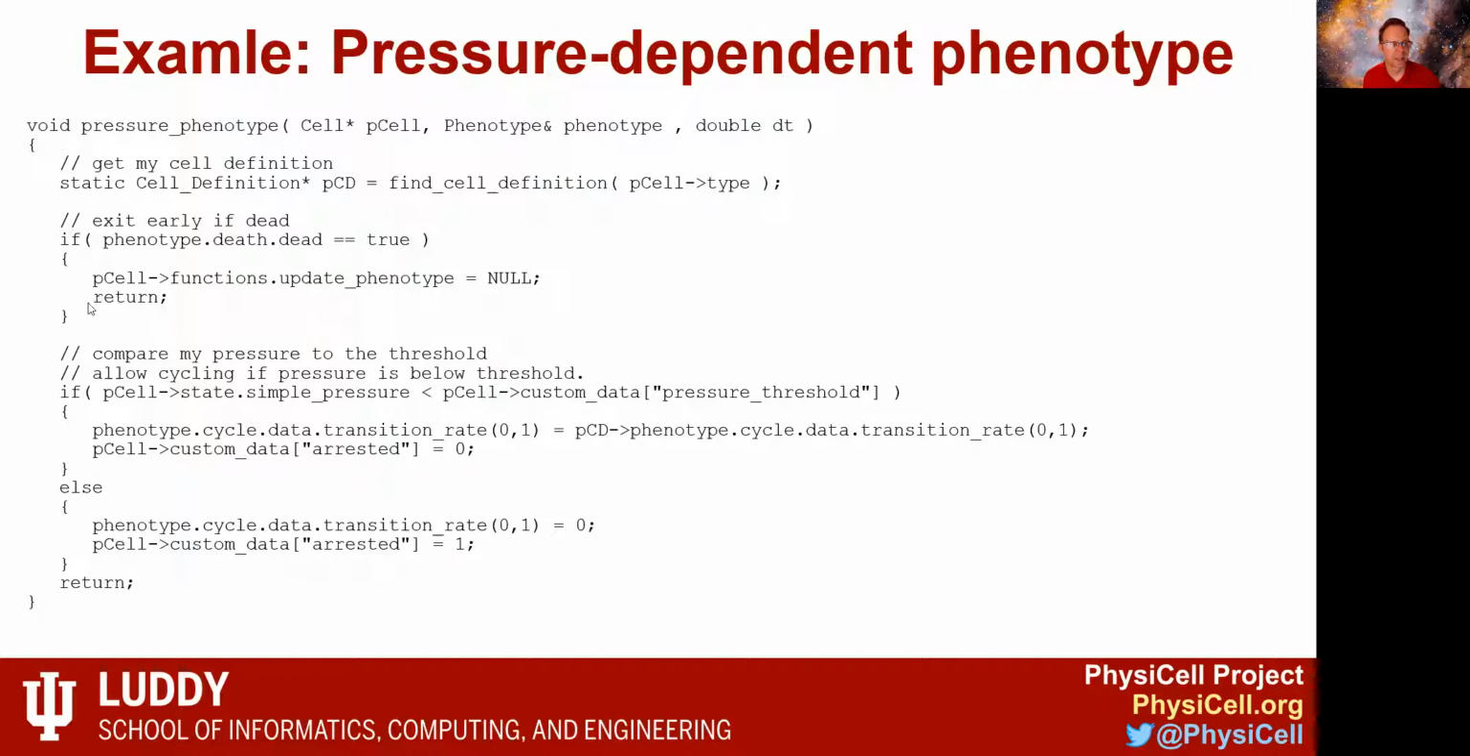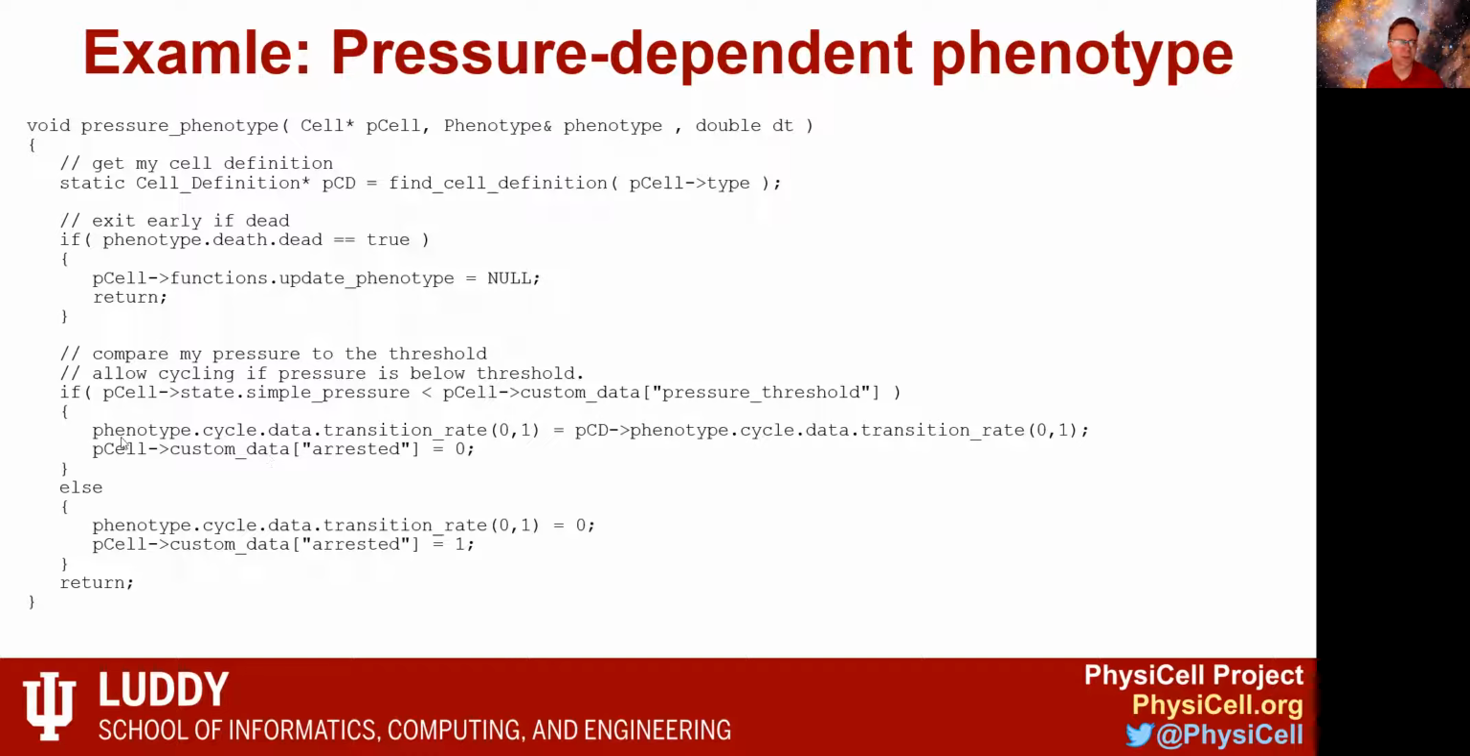So we're going to exit the function, and more than that, we're going to overwrite the update phenotype pointer with the null pointer, so that we never enter this function again once we know the cell is dead. Now, supposing the cell's alive, I'm going to compare my cell state simple pressure to some kind of pressure threshold that is stored in a custom variable in my cell. And if I'm below my threshold, I'm going to allow the cell to cycle.